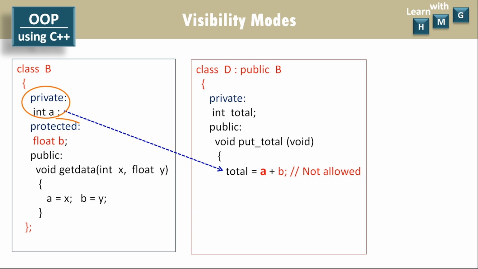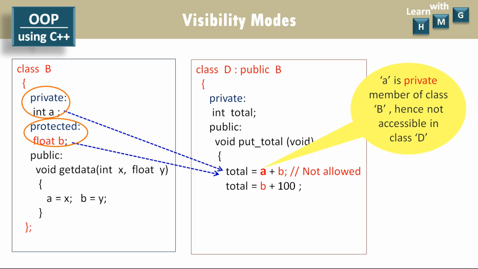Then protected b. So the b is also used. As b is protected, it is accessible, but a is not accessible. Total = b + 100. So here b is a protected member of class B and D is its derived class. So this protected member b is accessible in the derived class D. So this statement is allowed.